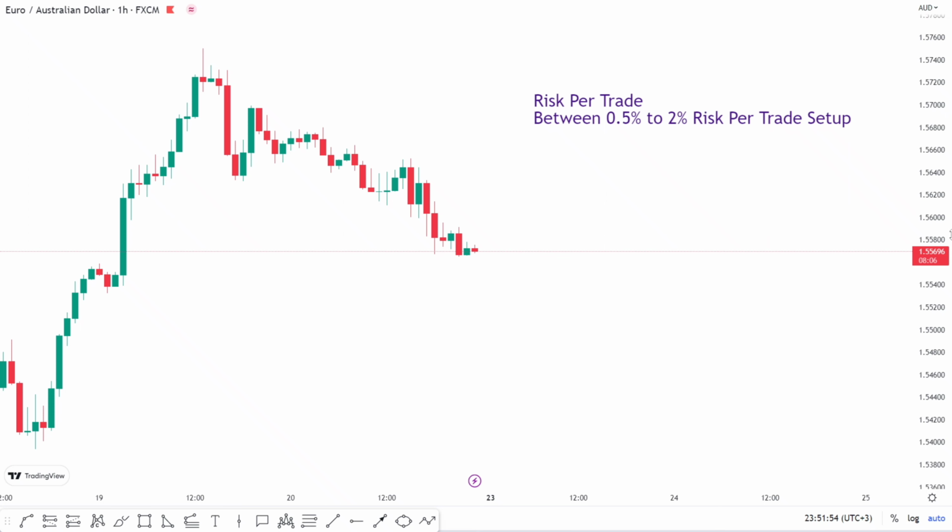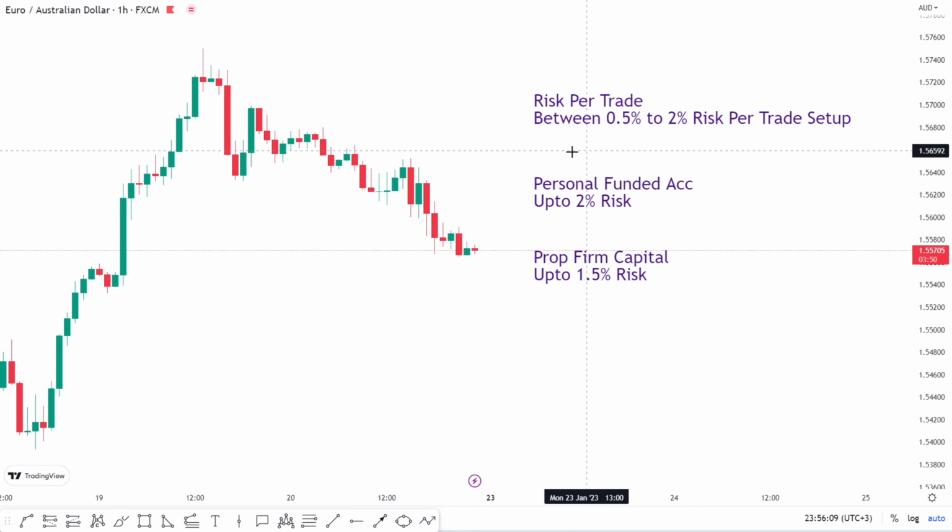So the maximum I'll advise you to risk is 2%. If possible, you can risk anywhere in between. So if you are trading your own funded account, meaning you have funded your own account and it's basically your trading capital, you can risk up to 2%. I think that's quite reasonable because in this case the account is yours. So that means you have no limit on the drawdown.